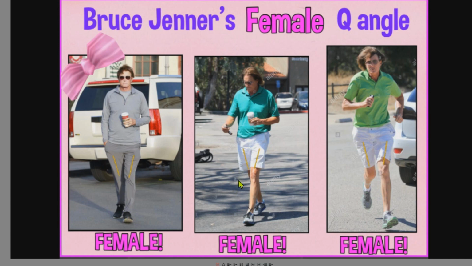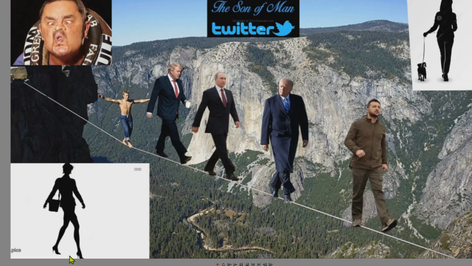Tightrope walking, tightrope running. All the world's leaders are tightrope walkers. Boris, Putin, Donna, and Zelensky. There's something about Zelensky.